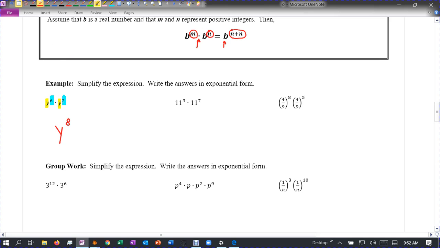Okay, next problem, we both have the same base, 11, and the exponents 3 and 7. We're just going to add those up. So we should have 11 raised to the 3 plus 7, which is 10. Okay, in the next problem, we have the same base, 4/9, and we are raising it to the 8th and to the 5th. So we're just going to write our common base, 4/9. We're going to add the exponents. 8 plus 5 is 13.